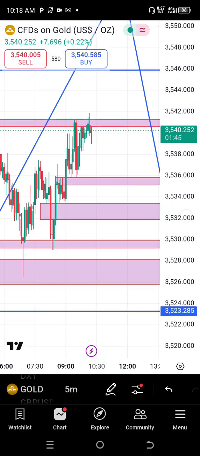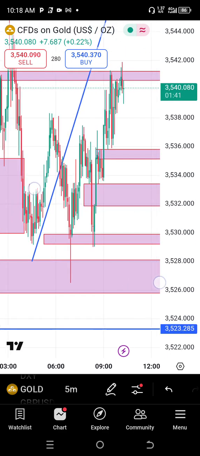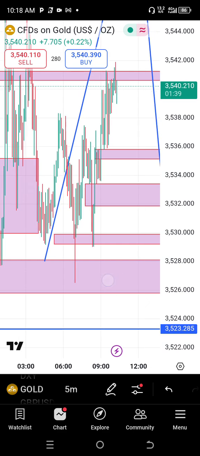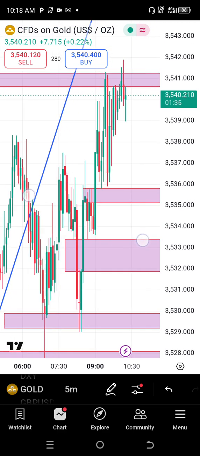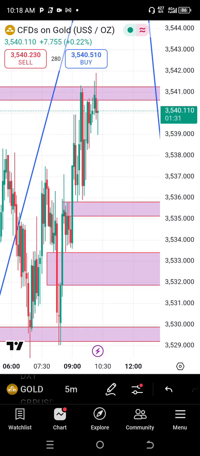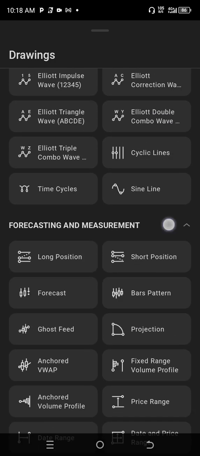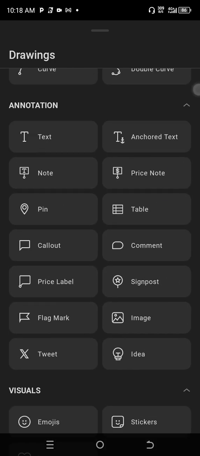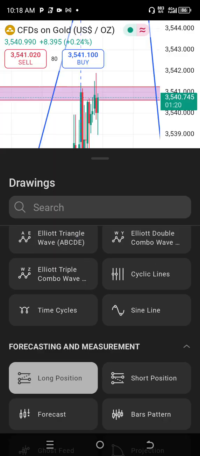So I wish you a safe trade here. But as far as I'm concerned, I'm setting my own risk now. I want to check my risk reward from here. Let's check on the long position.